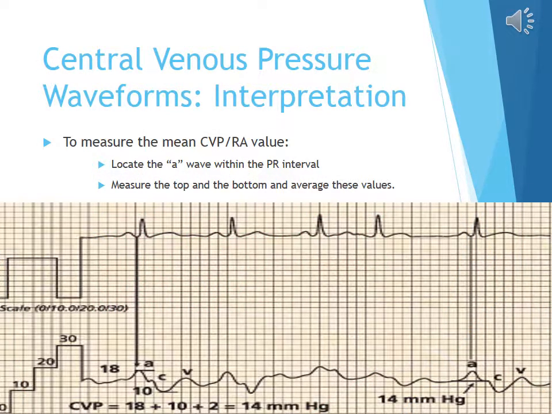This is another example of how you can measure the mean of the CVP value. So you locate the A wave within the PR interval, measure the top and the bottom, and then average these values. And you can see with that second waveform where it says 14 millimeters of mercury, they just drew a line through the middle of that A wave and used that as the mean.